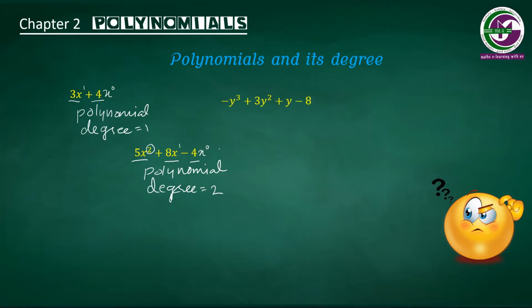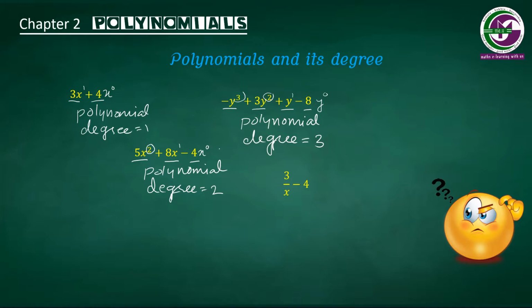Next example, minus y cube plus 3y square plus y minus 8. How many terms are there in this expression? There are 4 terms: 1, 2, 3, 4. In this expression the variable is y, and look at the powers of the variable: 3, 2 and 1, and for the last term there is no variable, so you can write it as y to the power 0. Everything is a positive integer, which means it is a polynomial. Now what about the degree? The degree is the highest among these powers. The highest is 3, so 3 is the degree of this.